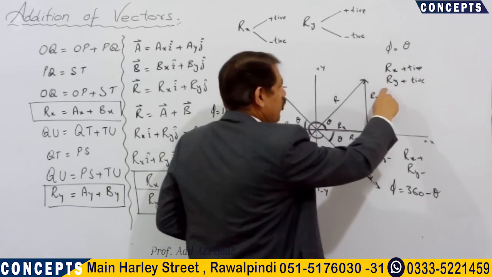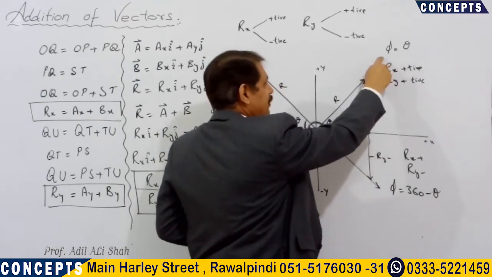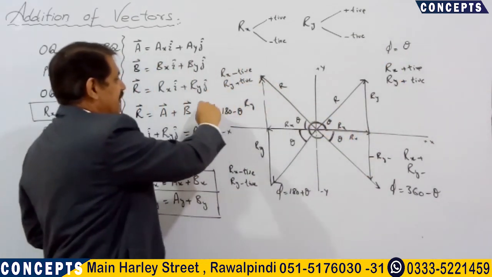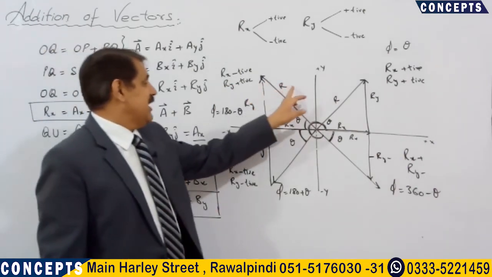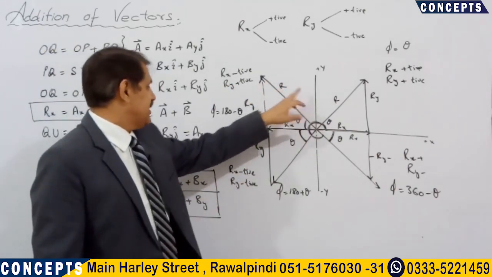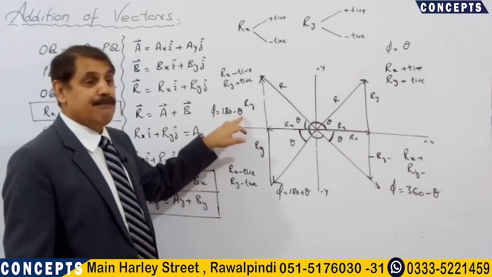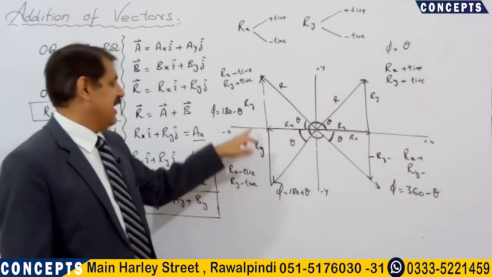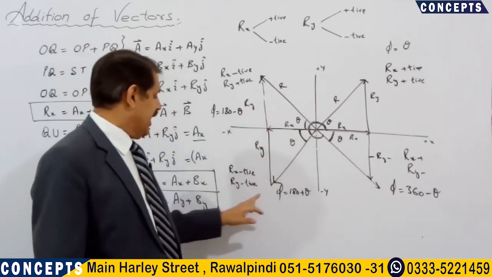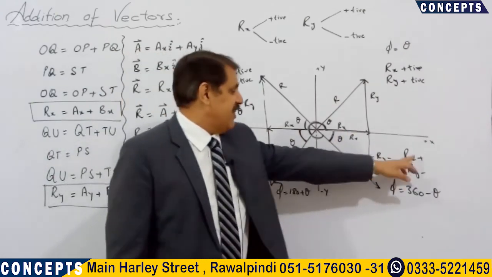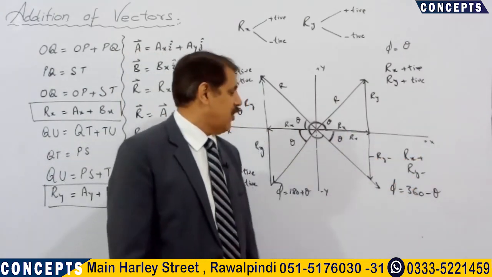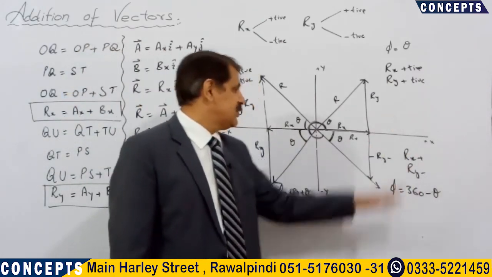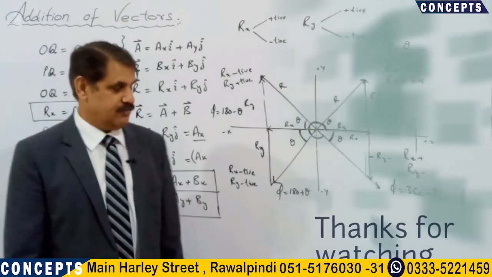If Rx and Ry both are positive, phi, the angle with the positive x-axis, would be the same as the angle calculated. If Rx is negative and Ry is positive, your resultant lies within the second quadrant, and it means that phi is 180 minus theta. If Rx and Ry both are negative, then it is in the third quadrant, and your angle would be 180 plus theta. And if Rx is positive and Ry is negative, your resultant lies within the fourth quadrant, and phi would be 360 minus theta. Thank you.